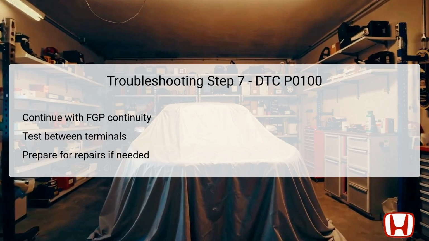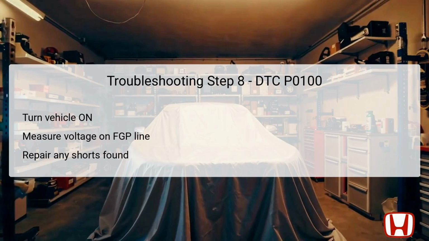Measure the continuity between female terminal number 1 on the MAF sensor plug and terminal number 61 on the PCM connector. If continuity is present, the FGP wire is intact, allowing you to progress to further diagnostics or repairs. If there's no continuity, it indicates an open circuit in the FGP wire, requiring repairs to ensure the proper signal flow between the PCM and the MAF sensor, which is crucial for optimal vehicle performance.